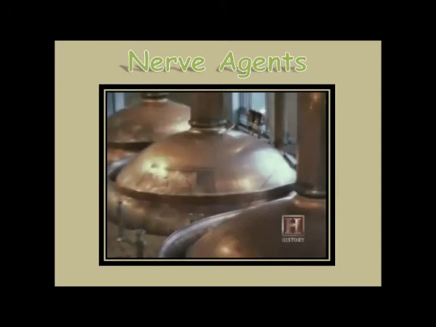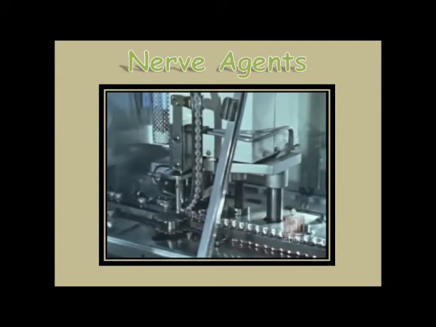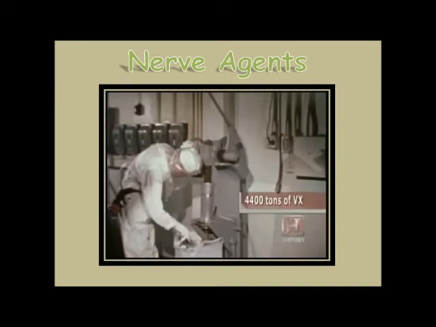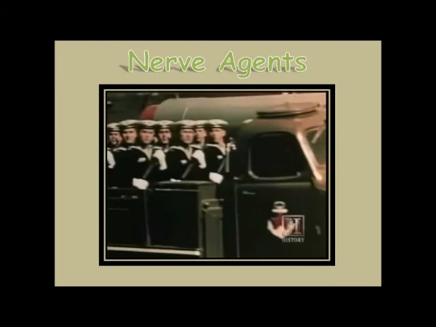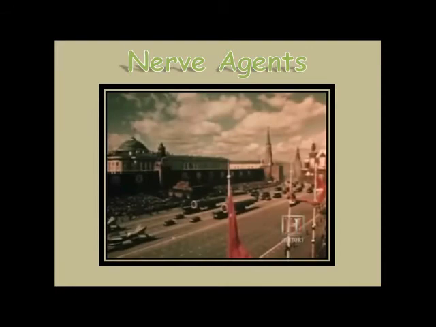From 1961 to 1968, the United States produced approximately 4,400 tons of VX, enough to kill every human being on the planet. The U.S. stockpile served as a deterrent against the Soviet Union, which had begun producing even larger supplies of chemical agents, including the nerve agents Soman, sarin, and VX.